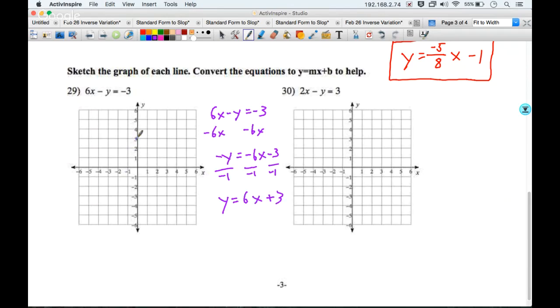Now I can put a point at my y-intercept of 3. To get to my next point, I can go up 6. 1, 2, 3, 4, 5, 6. I'm somewhere over here over 1. Or I can reverse that, go down 6, 1. Connect those up with a straight line.